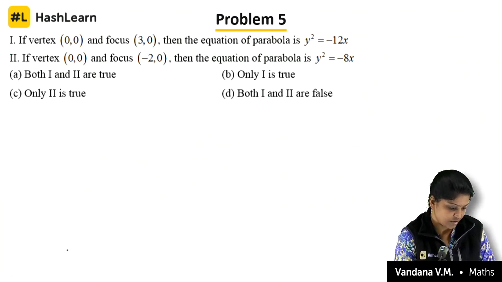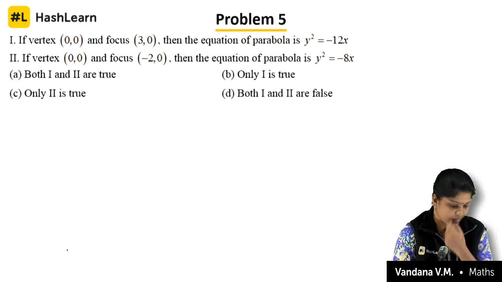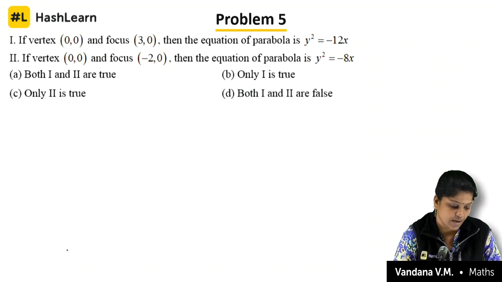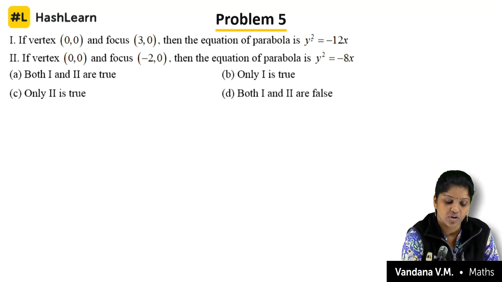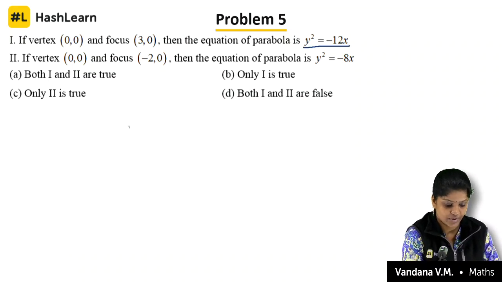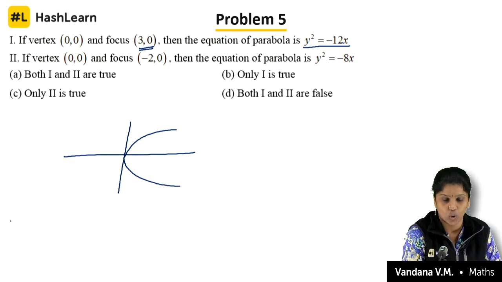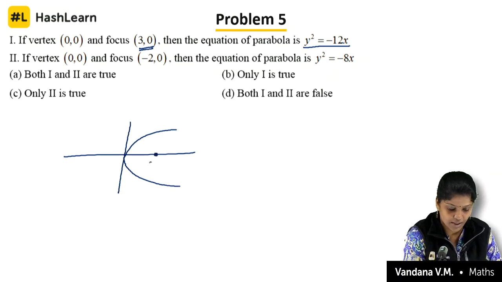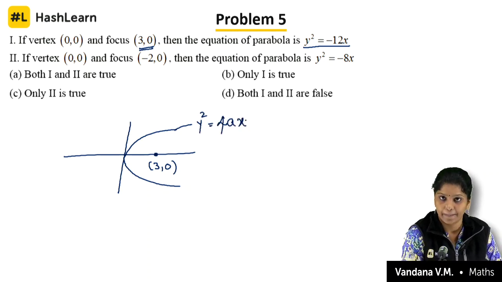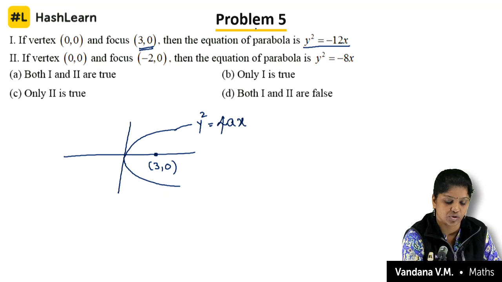Next question is this. If the vertex is 0, 0, focus is 3, 0, what is the equation of the parabola? See, the vertex is at the origin, and 3, 0 means it should be a right-hand open parabola. Usually the equation is y square is equal to 4ax, but here they gave minus, no need to check. So clearly I can say it is false.